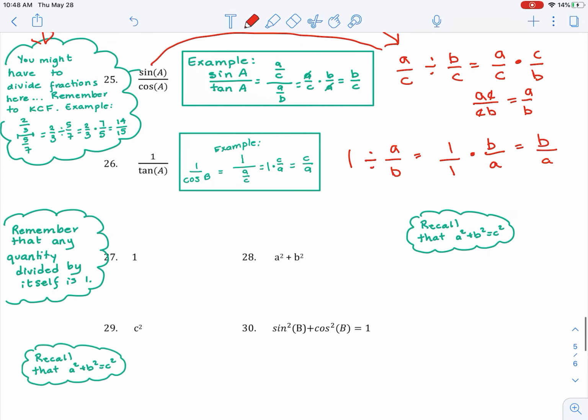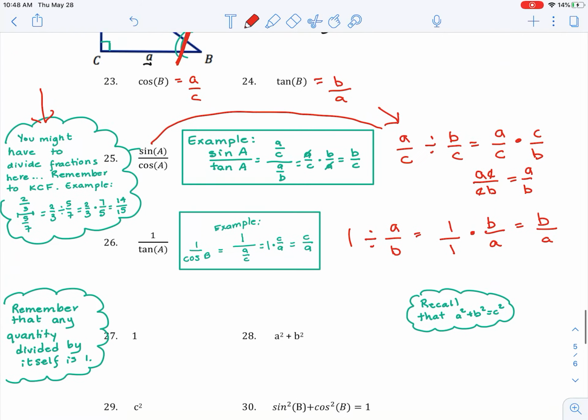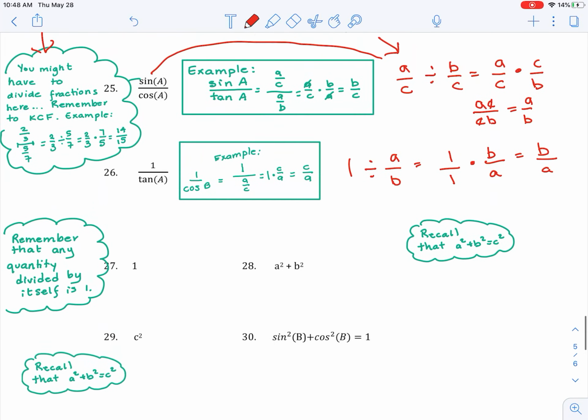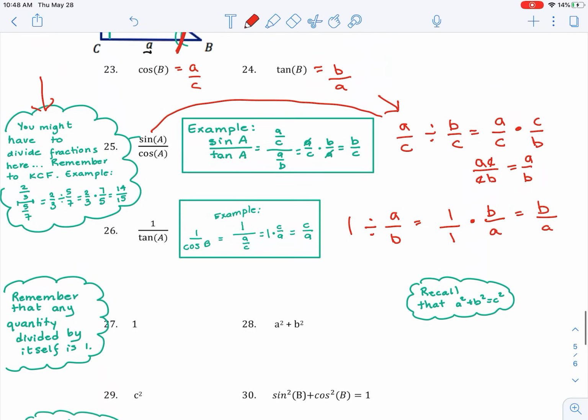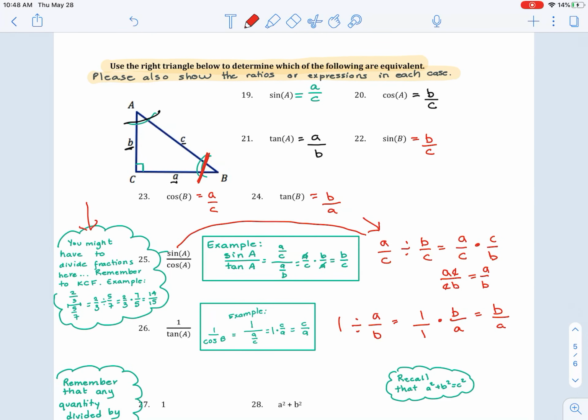All right. Number 27 just says 1. Remember that any quantity divided by itself is 1. I'm not going to make you worry about these last 4. Just take it up to here, which it looks like I did for this entire section. So hopefully you found that helpful.